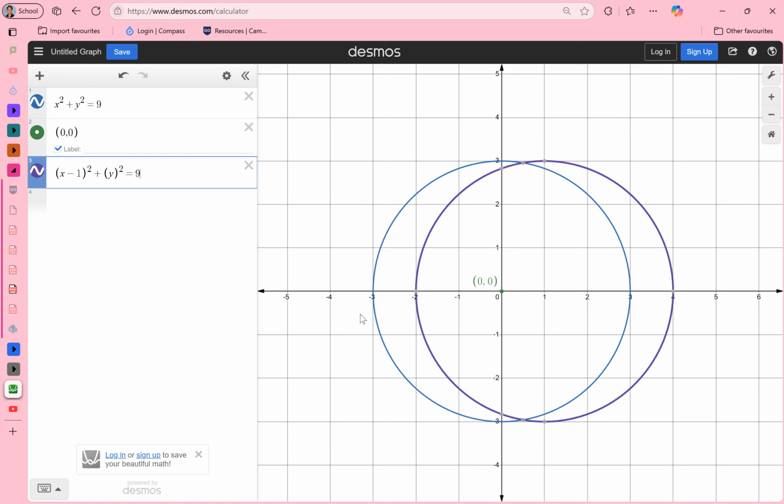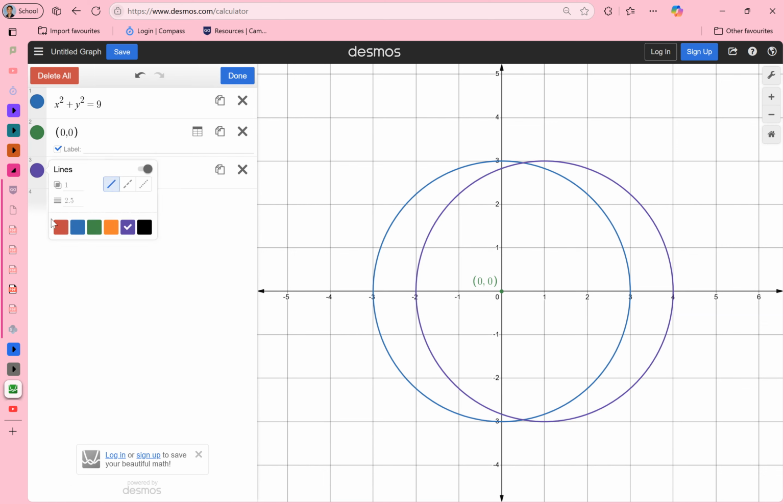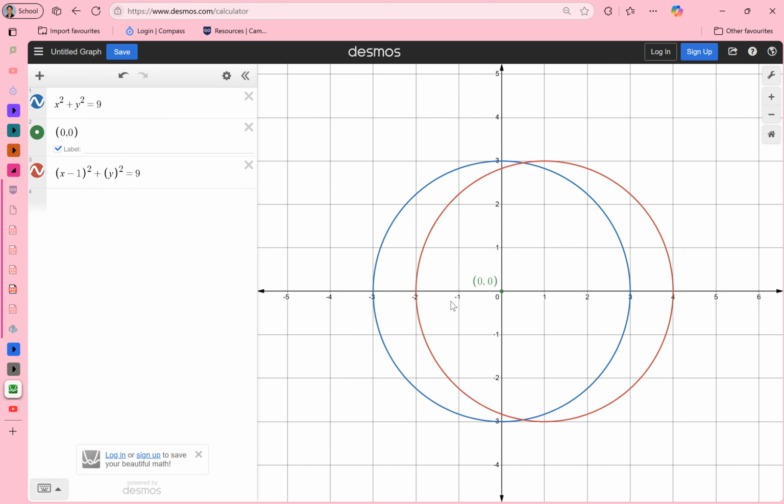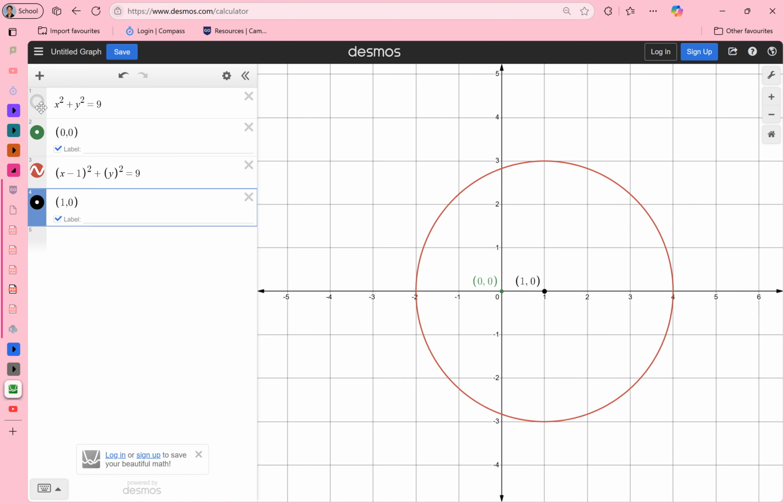Can you see how I've shifted the purple graph? Actually, I'll make it red so it's more obvious to see. Can you see how the center of the red graph has now shifted from 0, 0 to, whoops, not 0, 1, but 1, 0. It has shifted the graph to the right. If I take that off, is that easier to see?